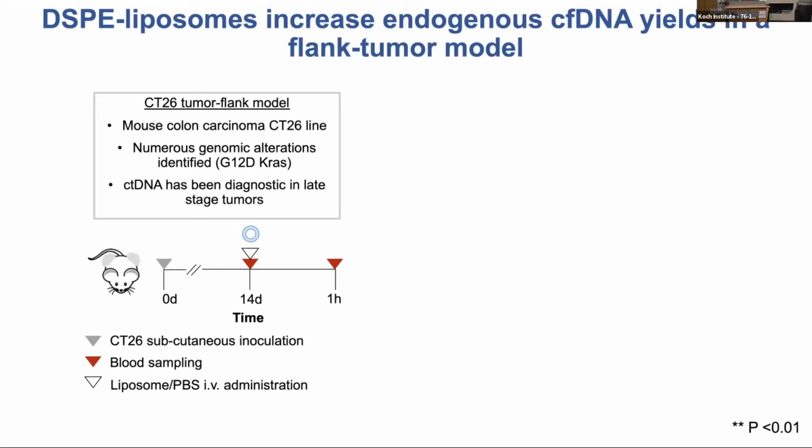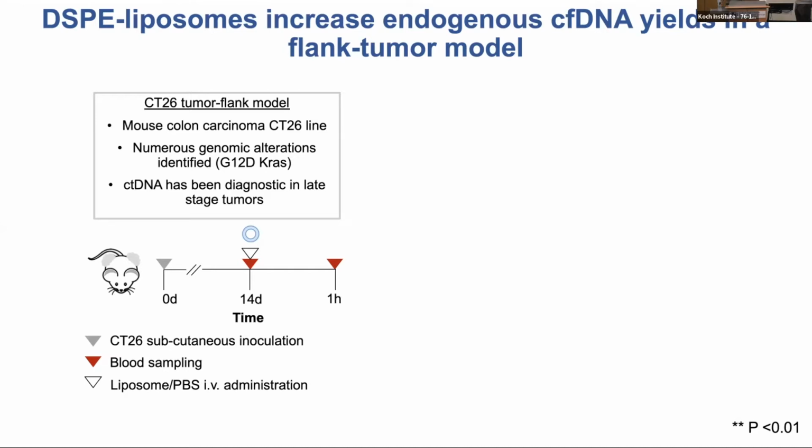turned to a tumor model of cancer, specifically a colon carcinoma flank tumor model. And we chose this model because it had previously been reported to have many genomic alterations that we could track in plasma. And additionally, there had been papers showing that ctDNA was diagnostic in this model for late stage tumors. This is important because there aren't that many preclinical models out there for looking at ctDNA in mice. Most research is really done in humans. So we were trying to figure out what the best model would be.